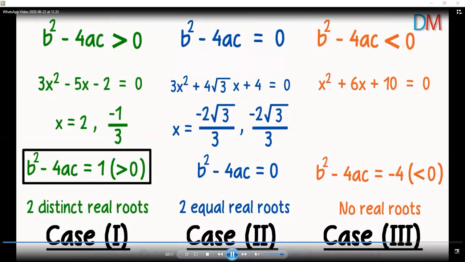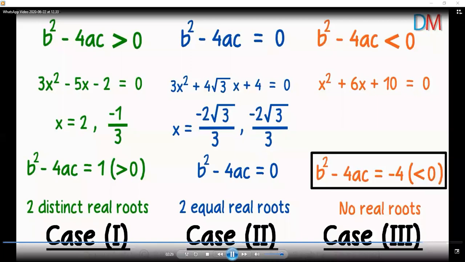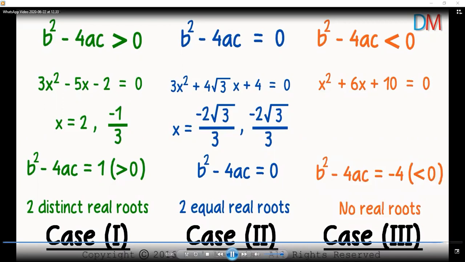If it's greater than 0, then the quadratic equation will have two distinct real roots. If it's equal to 0, then the quadratic equation will have equal real roots. And if it's less than 0, then the quadratic equation will have no real roots. We will cover a couple of examples in the next part of the video.